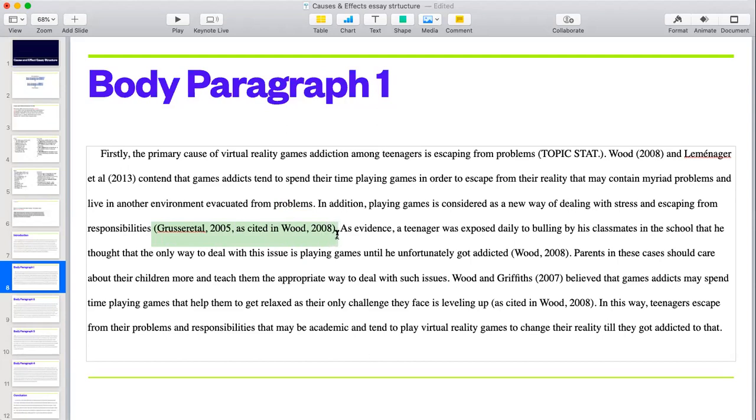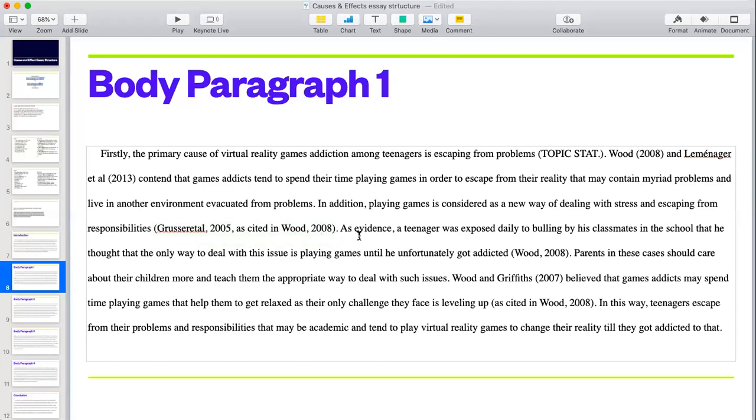What is this citation? What does it mean? A name as cited in Wood. Do you remember? We said it in class. Does anyone remember? Yes, double citation. Excellent. Second-hand citation. So she has the article written by Wood, and somebody in Wood's article was cited. Excellent, very good. So she mentions the second-hand citation and then she says as cited in Wood.